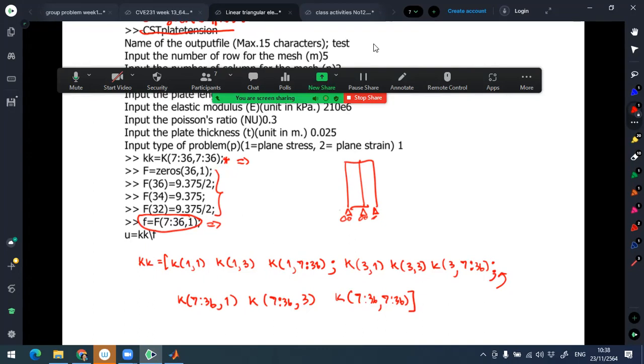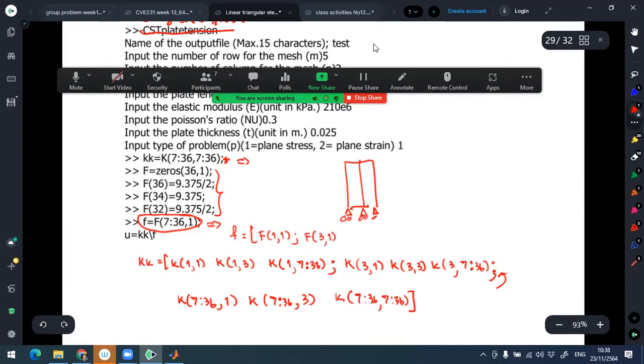Okay, so for this case, the force after applying boundary condition is equal to F11, that should become 0, right? And we keep F31. Okay, we eliminate the second row. And after that we keep 7 to 36 rows.